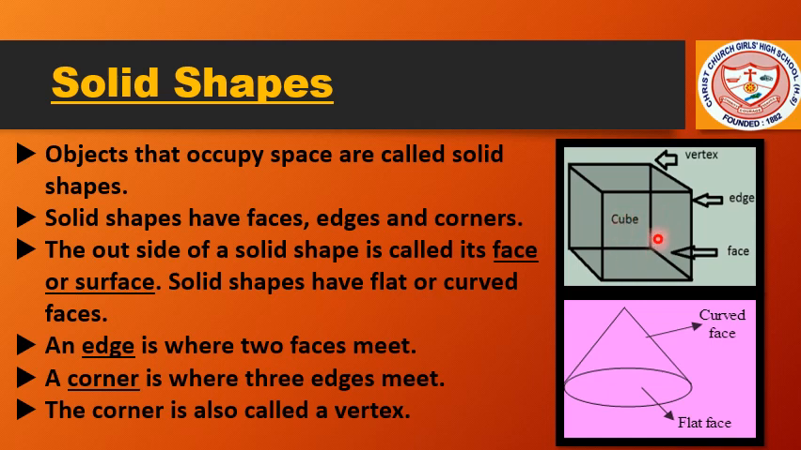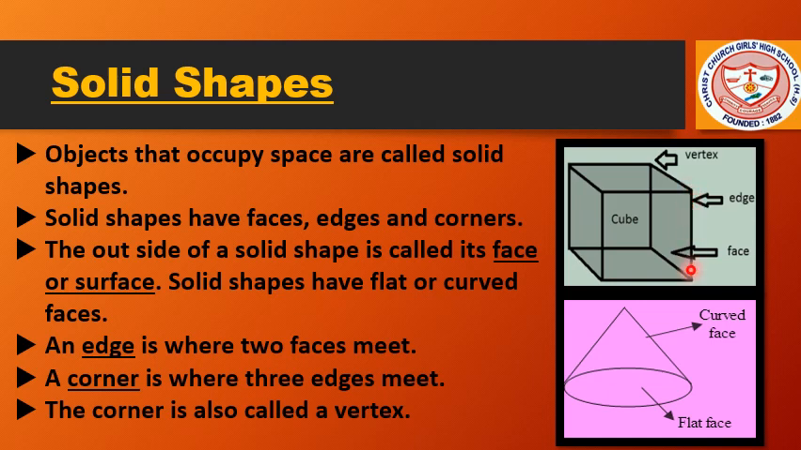Alright, now let us learn about edge. What is an edge? An edge is where two faces meet. If we take the example of cube, then we can see that this is one face and this one is another face of this cube. And these two faces meet here. So that is why this portion is called an edge of this cube.